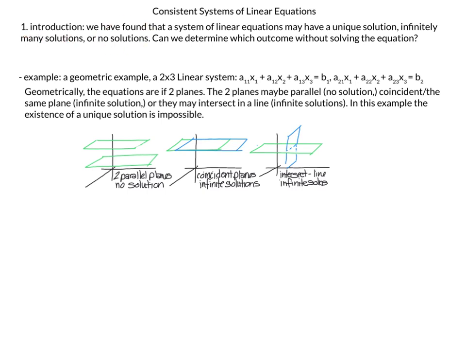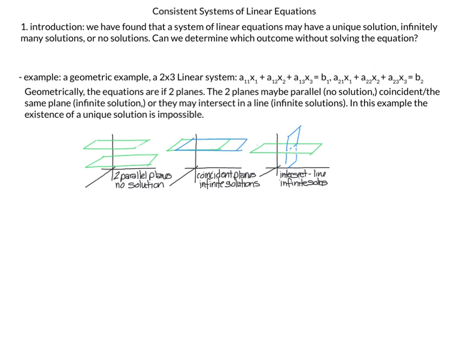And so we want to know if we can determine which of these three outcomes will be likely without actually solving the system of equations. So for example, and we'll do a geometric example, if we have a 2 by 3 linear system, so here's our first equation, three unknowns, x1, x2, and x3. So we have two equations, three unknowns, and these are all linear.